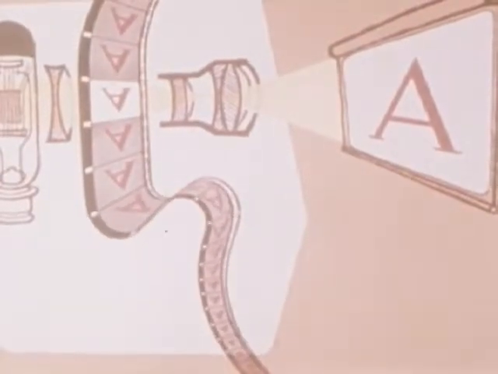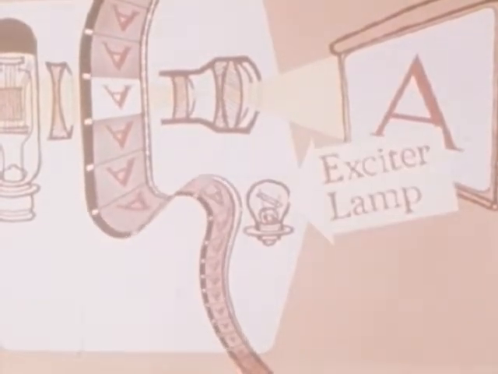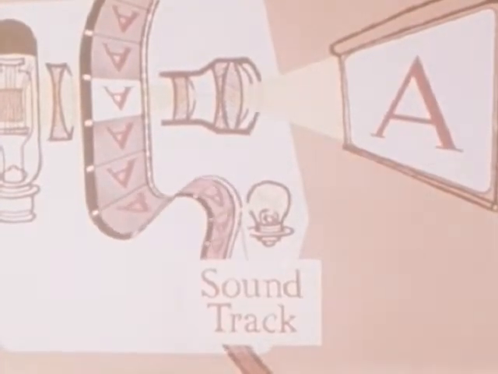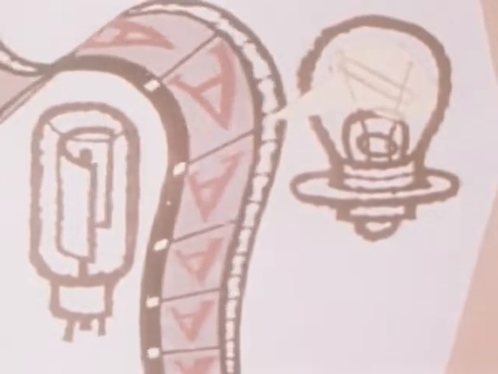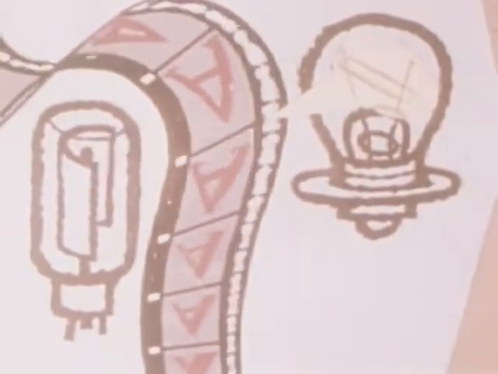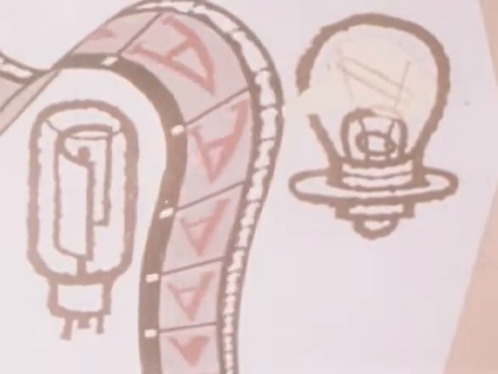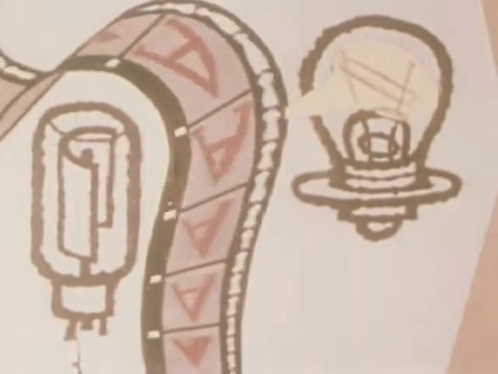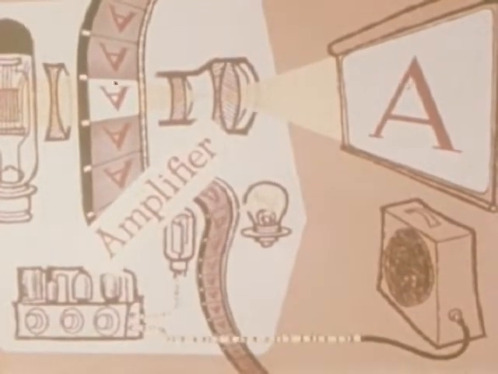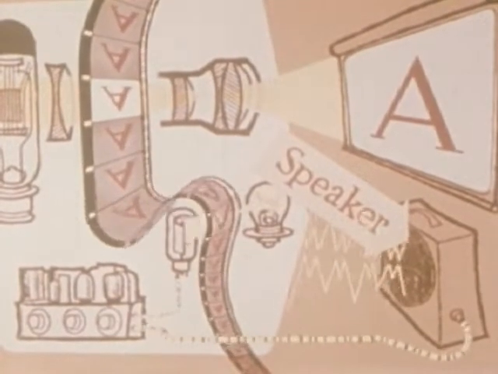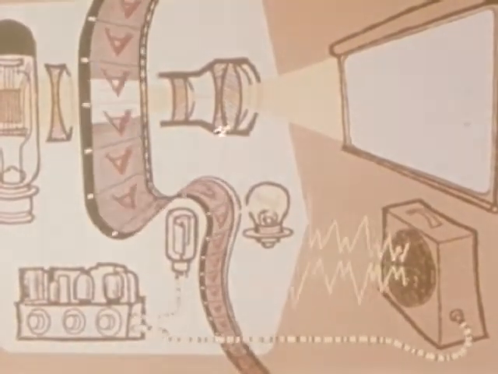Next, the film enters the sound section. Here, an exciter lamp passes light through the soundtrack area of the film. This light is received by the photocell. Sound waves, which have been recorded as variations of light and dark areas on this film, cause the light beam reaching the photocell to vary in brightness. This makes the photocell produce electrical pulsations which are then amplified and fed to the speaker. In contrast to the picture section, the film in the sound section must move smoothly and at a constant speed.